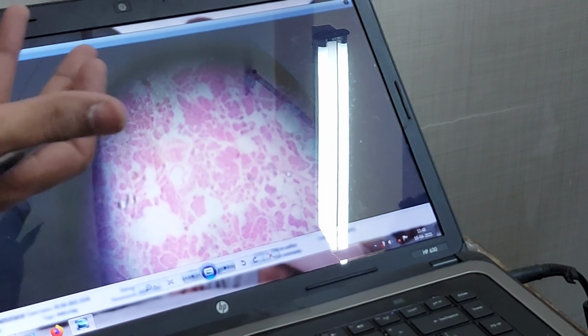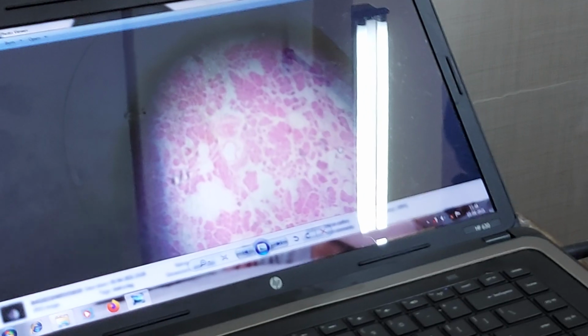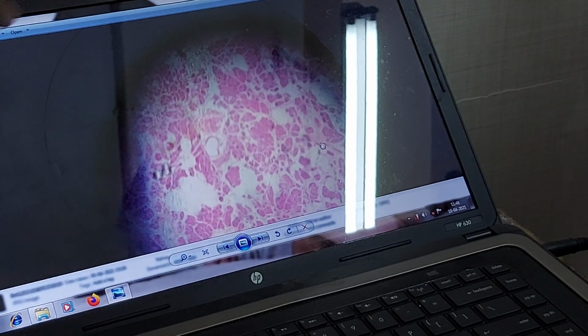What is it? Pancreas. Both endocrine part and exocrine part. So it indicates pancreas.